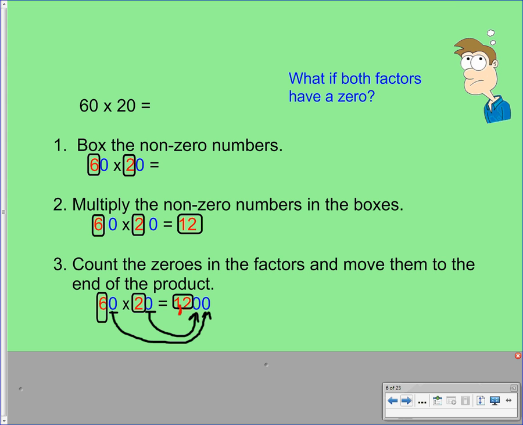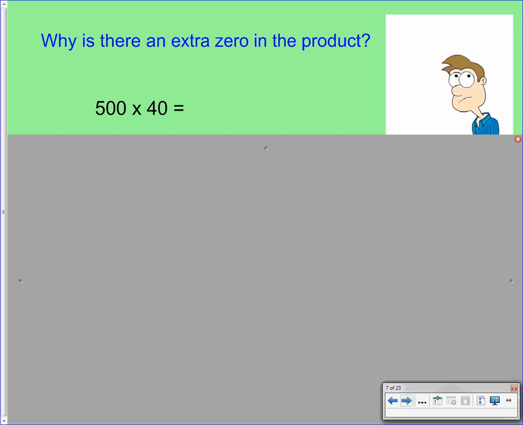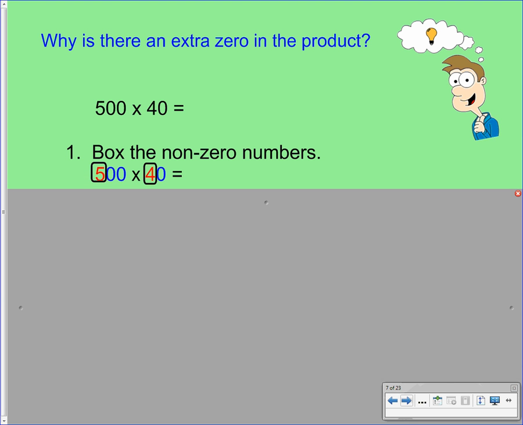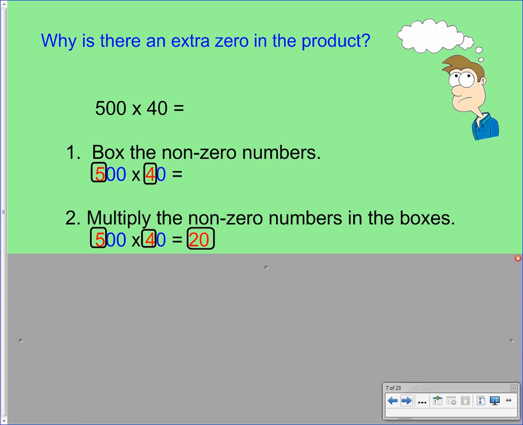A little something interesting happens on this one. If you'd like to try it yourself, go ahead and pause the video and try it out on your own. All right, if you didn't pause it, you're following along with me. So I have 500 times 40. Like you guessed, the first thing I'm going to do is box my non-zero numbers, my 5 and my 4. The second step is to multiply my non-zero numbers, 5 times 4, and I get 20.